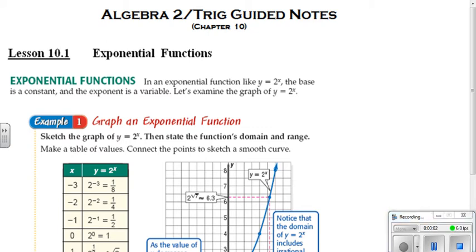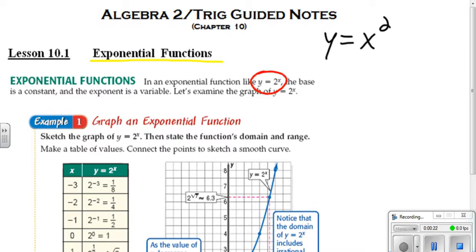And now we're moving on to Chapter 10, which is all about exponential and logarithmic functions. And as you can see, 10.1 is all about exponential functions. So an example of an exponential function is what we have right here, this y equals 2^x. Now notice, it's very different from y equals x^2.